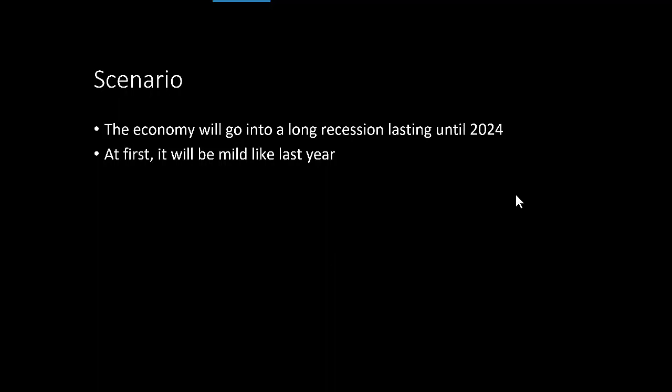So that's going to get us through the first part of the recession. It's going to be mild because we're going to spend the money in our savings accounts that we got from the government. Okay, you see how that's going to work? All right. So that's my scenario.